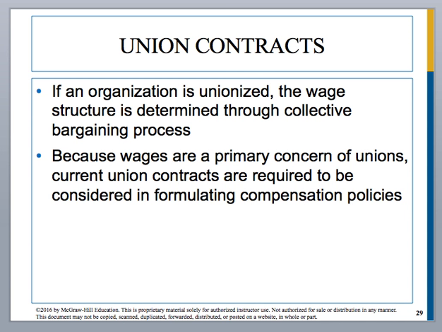Now let's look at union contracts. If your organization is unionized, the wage structure is determined through the collective bargaining process. And because wages are a primary concern of unions, current union contracts are required to be considered in formulating compensation policies. There are quite a few people who are anti-union because they don't want to have the collective bargaining process. They don't want their employees to sit back and have to force them as the employer to negotiate pay and work conditions and things of that nature.